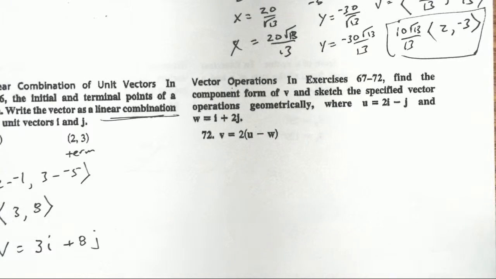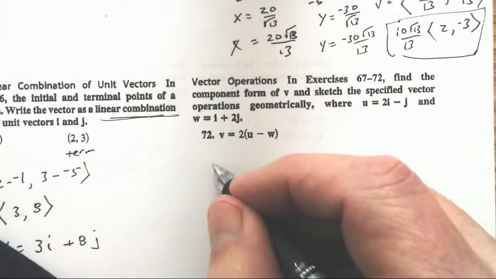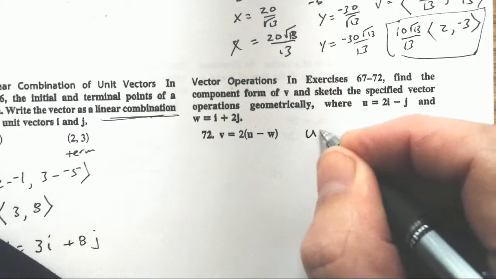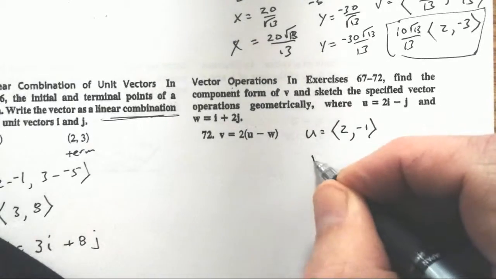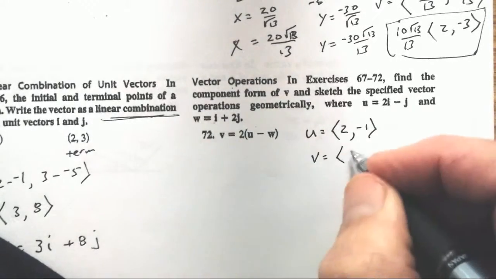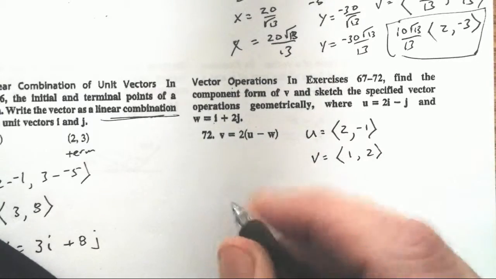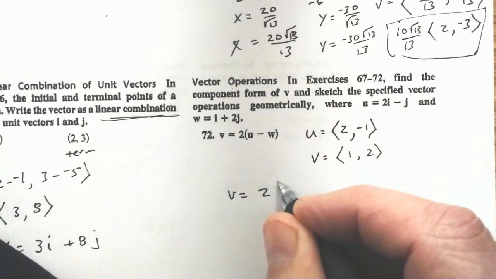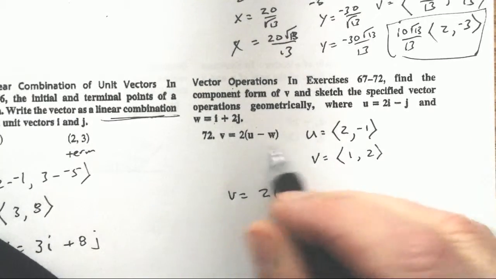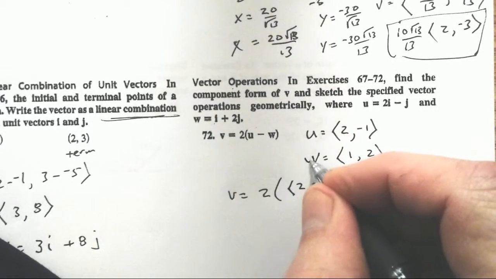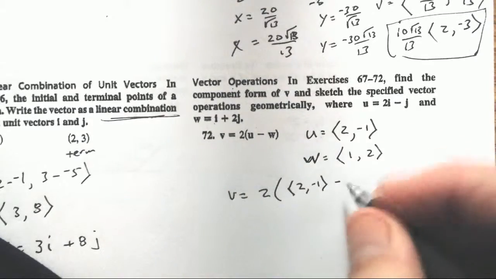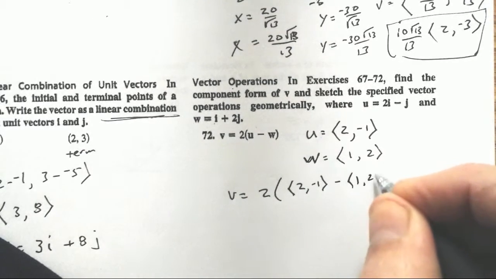67 to 72, find the component form of v and sketch the specified vector operations geometrically. We're just going to find the component form here. So v, first off, I think it's worth doing this. U is component, 2 to the right, 1 down. V is 1 to the right, 2 up, and we want v equals 2 times vector u, 2, negative 1, minus, oh, this is w, sorry, w, minus 1, 2.